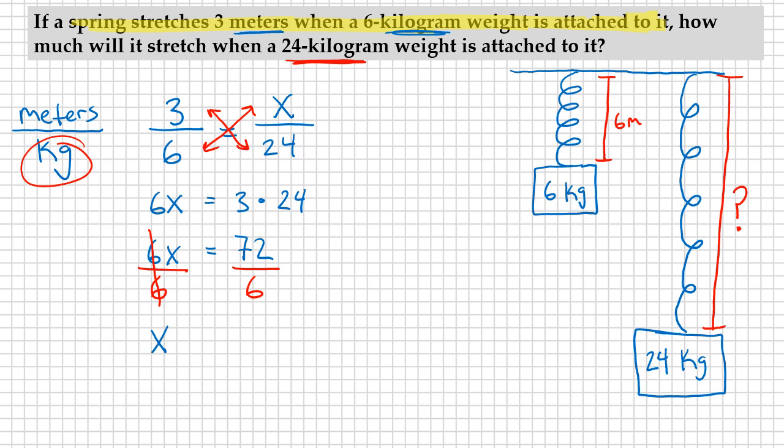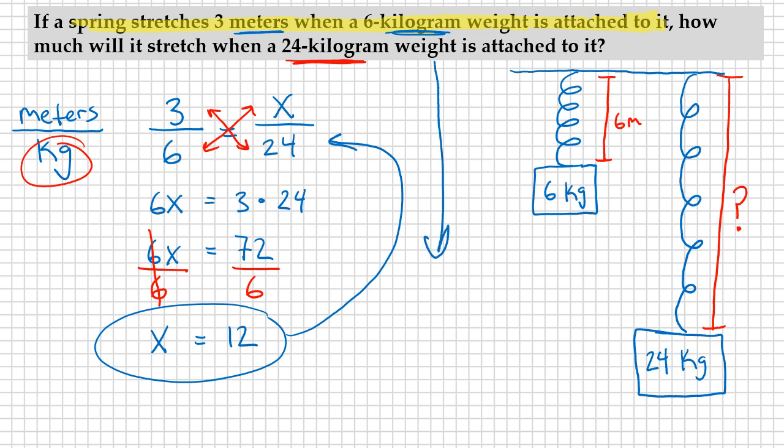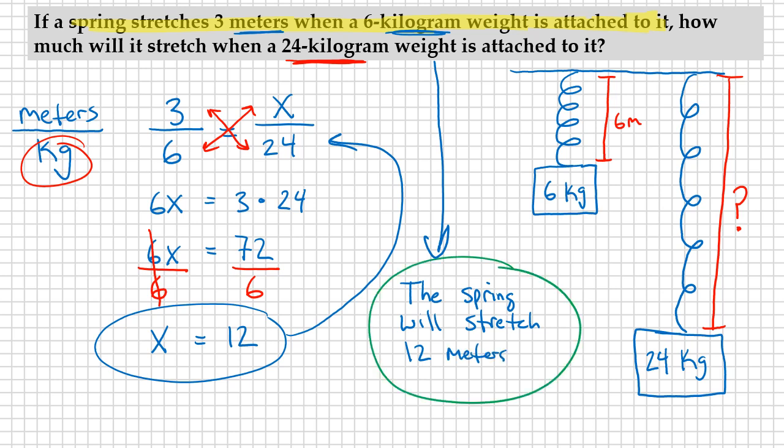Now we have x equals 72 divided by 6, which should give us 12. Again, this is the answer to this equation. The answer to the word problem should be a statement in words. So we could say the spring will stretch 12 meters. And that should do it for this one.